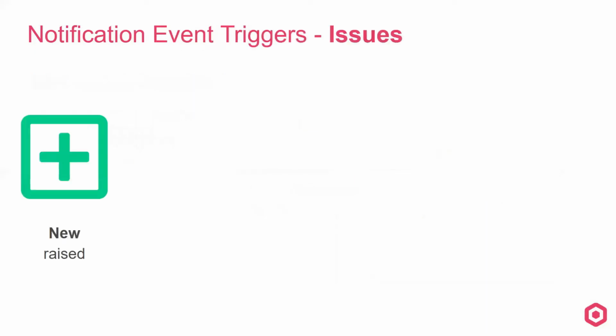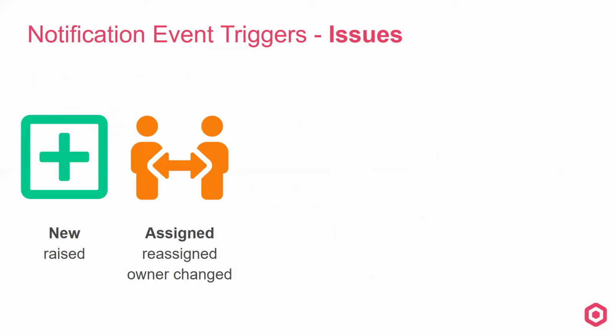So now we've talked about what would trigger a notification for an op. We're going to talk about what triggers notifications for issues. Issues are slightly different because you don't need to turn on the notifications that you want, they just happen automatically. So every time a new issue is raised, that will trigger a notification. If an issue is reassigned or the owner of the issue is changed, that would also trigger a notification.